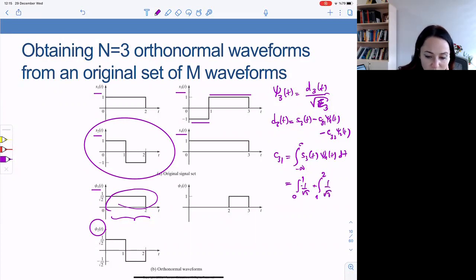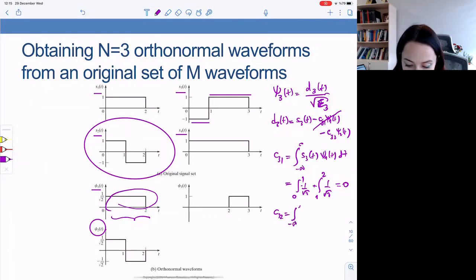Well, what did we get? We again get 0. So this term is gone. How about C32? C32 is S3 of t times phi2 of t dt.